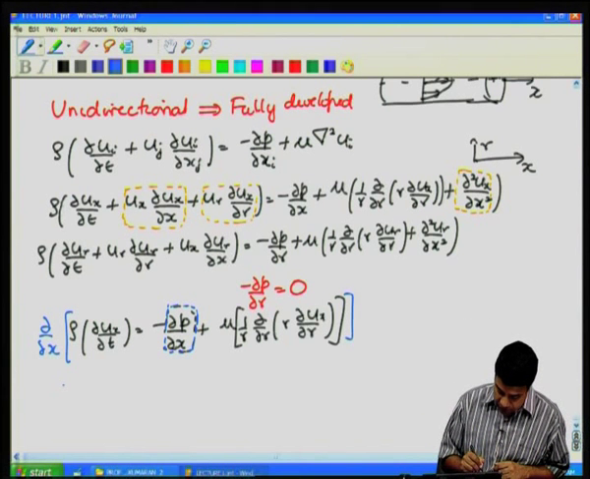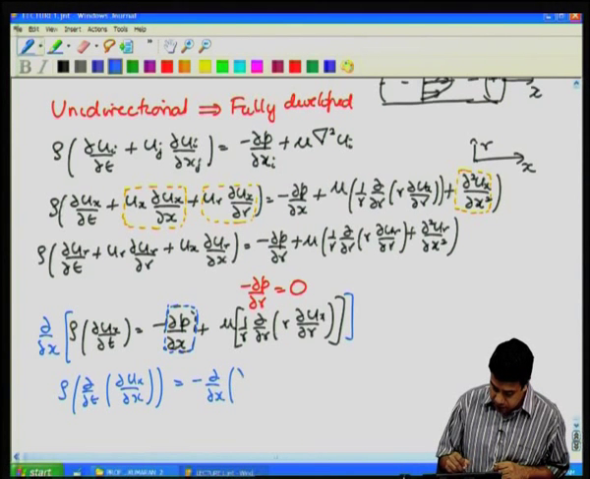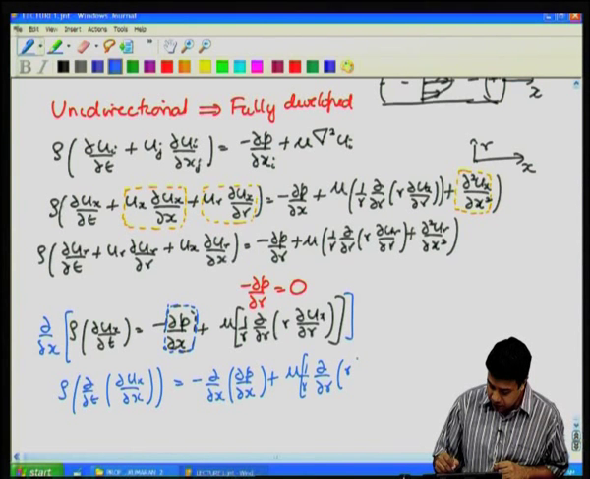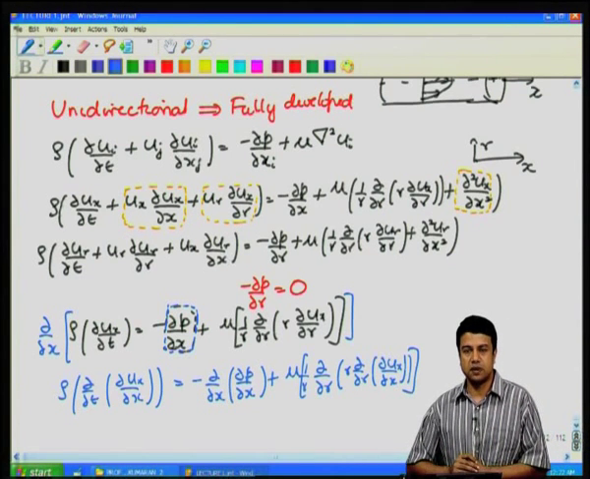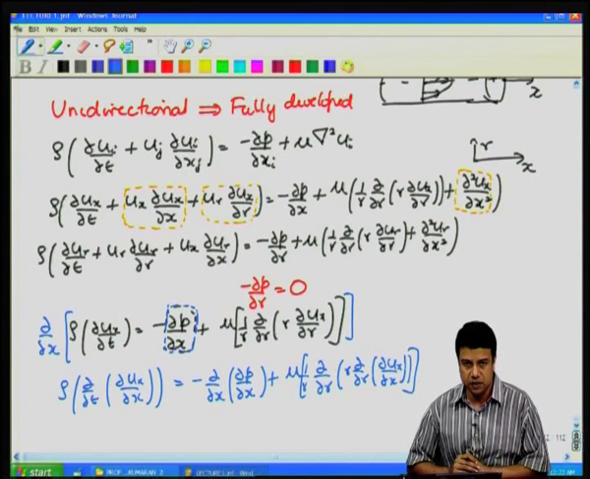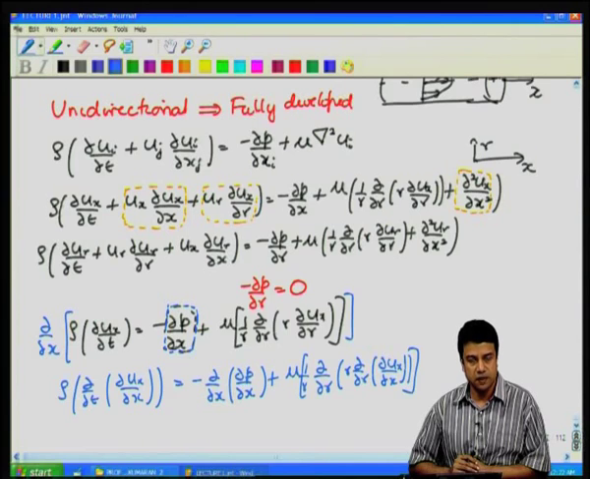Okay. So, therefore, the equation that I get will be rho into partial by partial t of partial u x by partial x, minus d by dx of dp by dx, plus mu 1 by r d by dr of r d by dr of partial u x by partial x. Okay. This took the derivative with respect to x, and it interchanged the order of differentiation with respect to t and r and with respect to x and r.